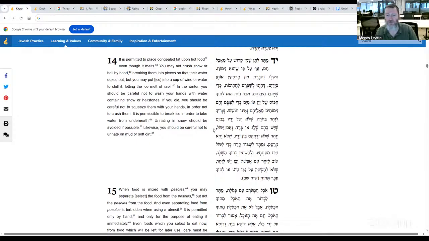And if you do wash with it, don't rub it between your hands, then you're going to crush the ice. That would be crushing. It's permitted to break ice, not for the sake of the ice, but to get to the water underneath the ice, if the water source is outside and it's being protected by or covered by the ice.